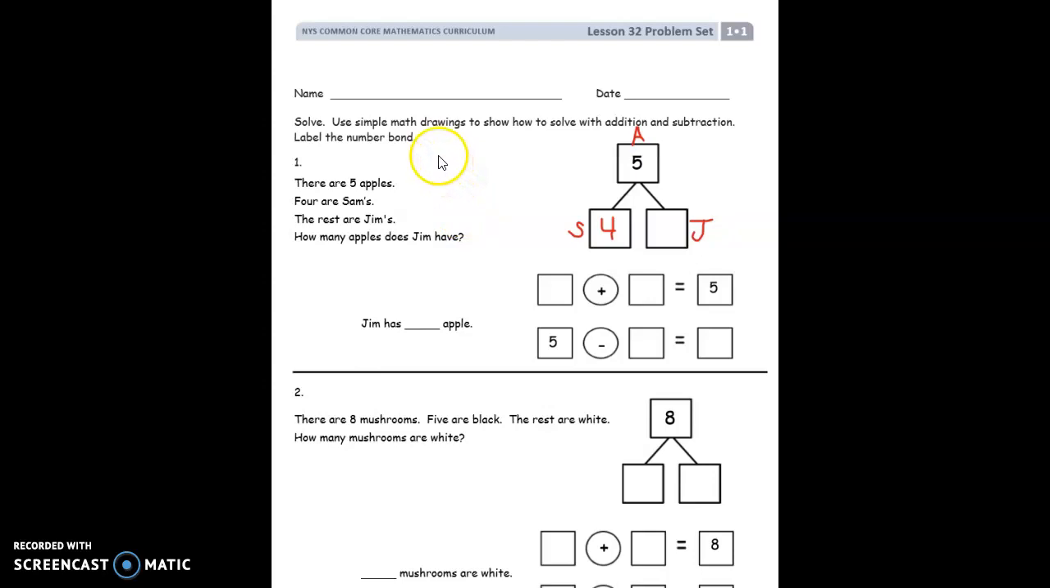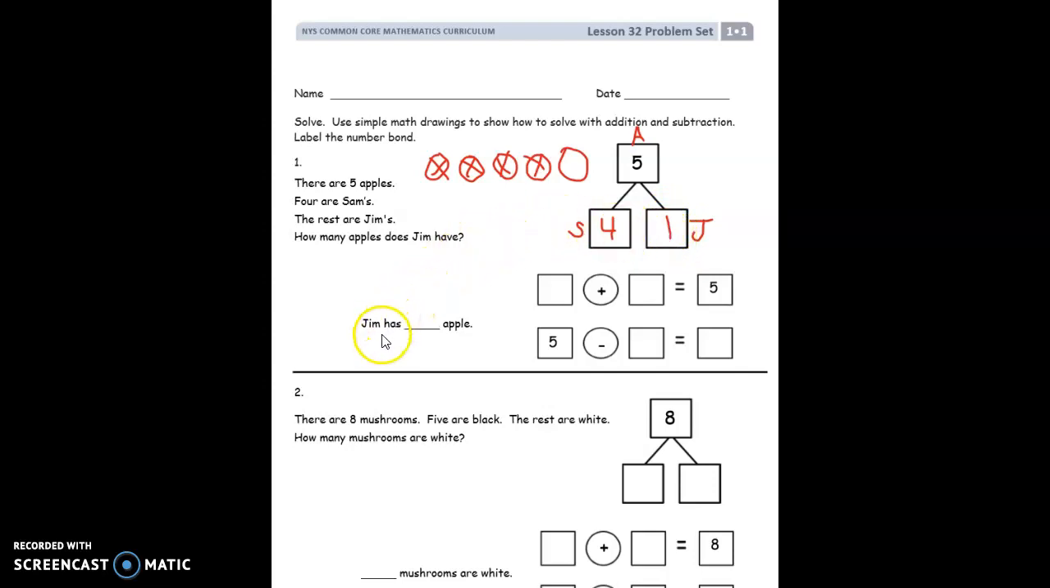Let's draw 5 apples. We know there's 5 apples altogether. And Sam has 4 of them. How many are left over for Jim? How many apples did Sam leave for Jim? Right, 1.